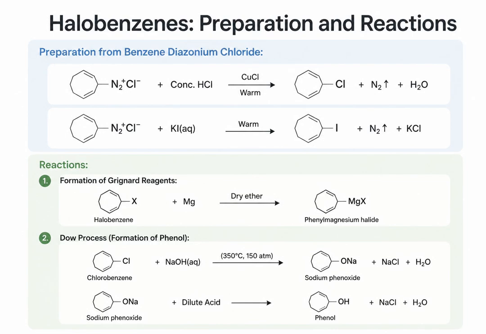Finally, let's look at halobenzenes. While direct halogenation of benzene works for chlorine and bromine, you can also use benzene diazonium chloride. Warming it with copper(I) chloride yields chlorobenzene, and warming it with potassium iodide yields iodobenzene. Halobenzenes can form Grignard reagents just like alkyl halides. Because the carbon-halogen bond is very strong in halobenzenes, substituting the halogen requires extreme conditions. For instance, converting chlorobenzene to phenol via the Dow process requires aqueous sodium hydroxide at 350 degrees Celsius and 150 atmospheres of pressure.